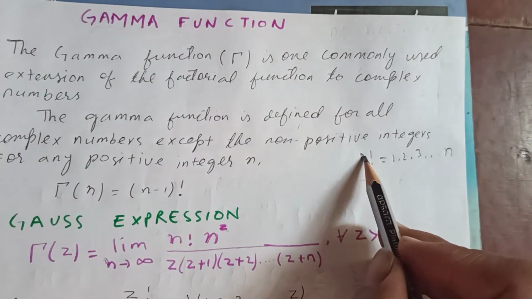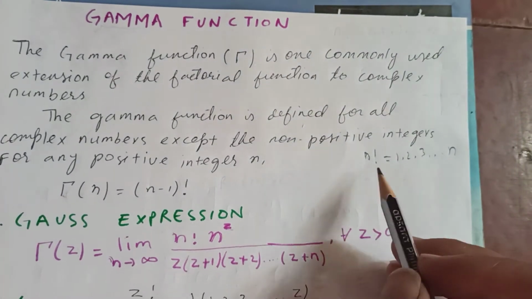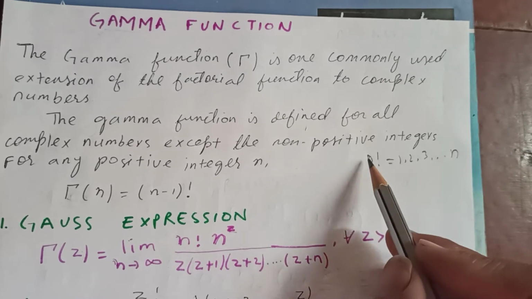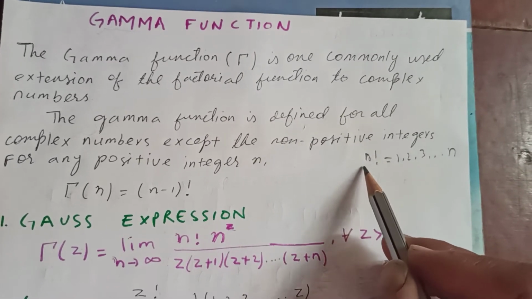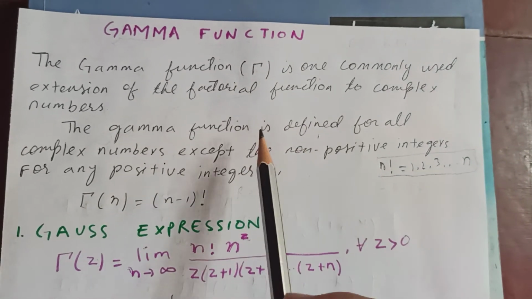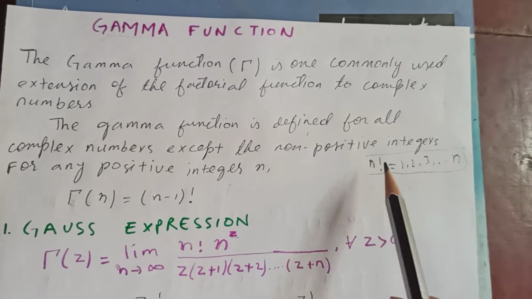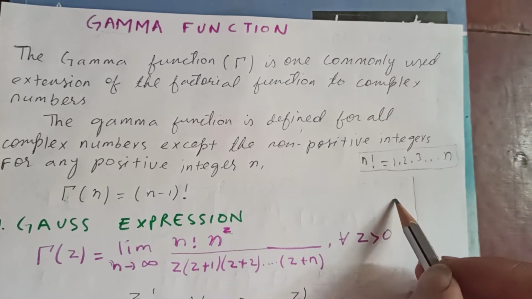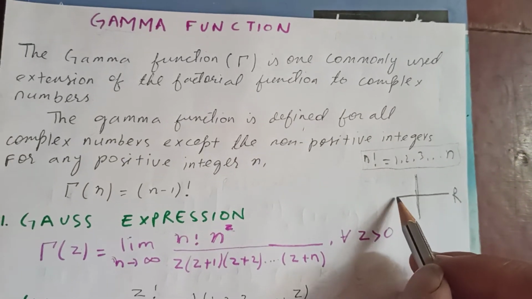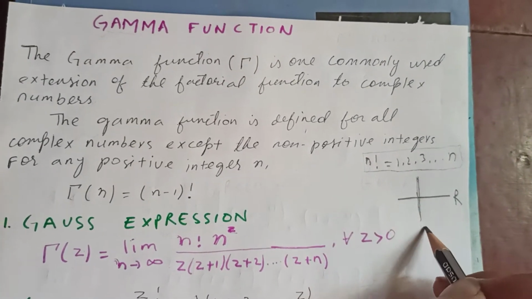this factorial function for negative factorial does not exist, right? And note that this factorial function is for real numbers only. So the gamma function is dealing with the extension of this factorial to a complex plane, meaning this factorial function is only for the real part, but the gamma function extends this factorial into the imaginary part.